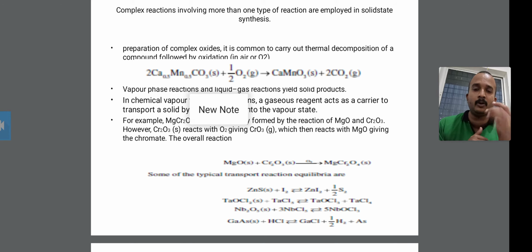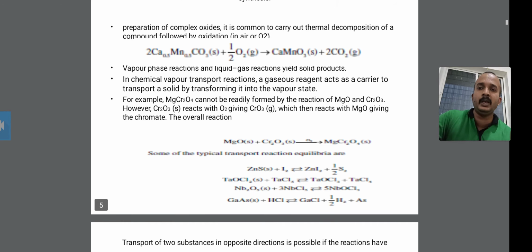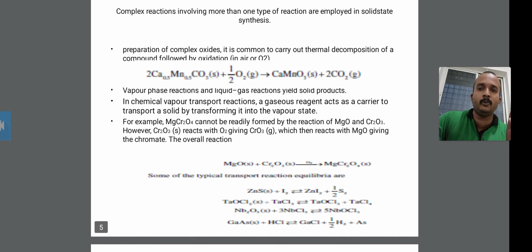Means in a complex reaction, two types of reaction are involved, and those two types of reaction are employed in solid state chemistry. That means these two types of reaction are employed in solid state synthesis.